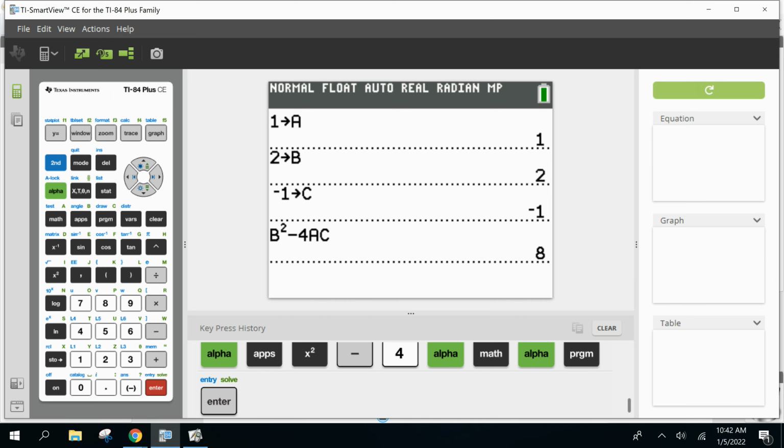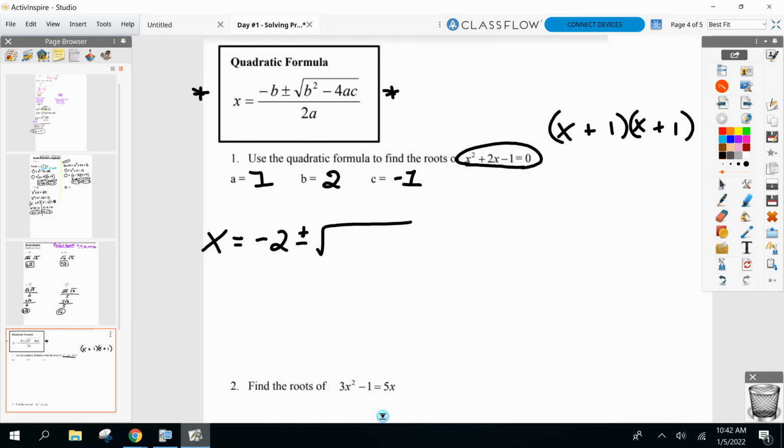Questions on those? Store in 8 underneath the radical. All over. All over. What goes on the bottom? 2 times, what was my A value? 2 times 1? 2. Everyone good?